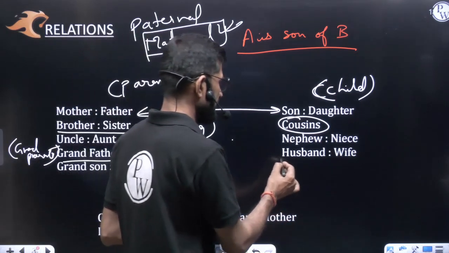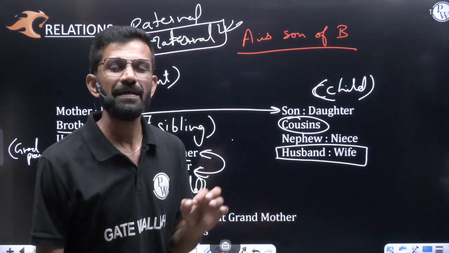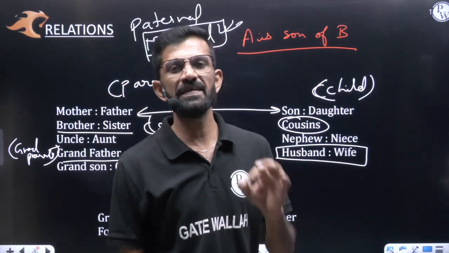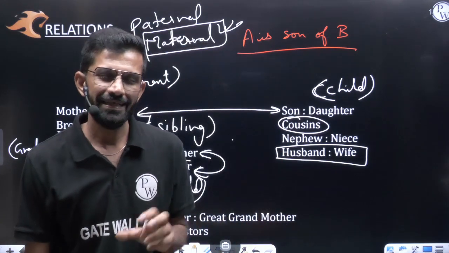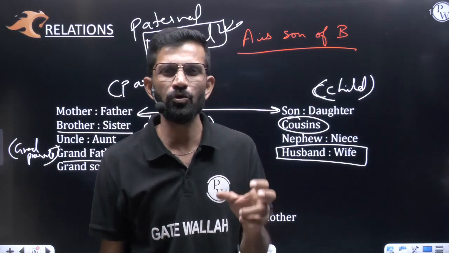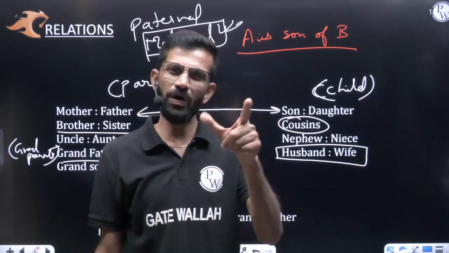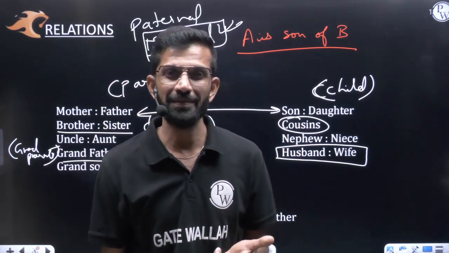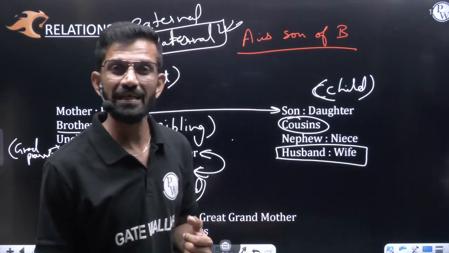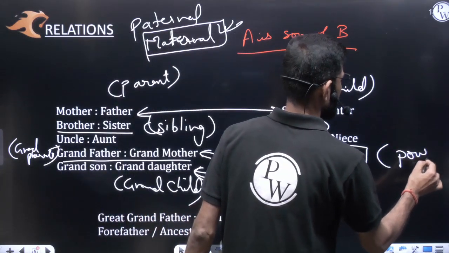Moving further. Husband, wife. No need to define; you are much more aware than me of what husband and wife are. But let me tell you, if gender is not clear, like A and B are a married couple. Here I don't know the gender of A or the gender of B. If I knew one, I could find the second one, but I don't know that. So for husband, wife, if gender is not confirmed, we can use the word spouse.